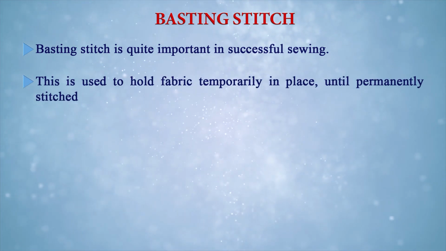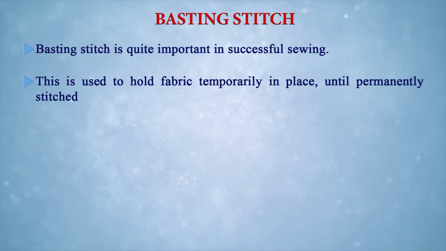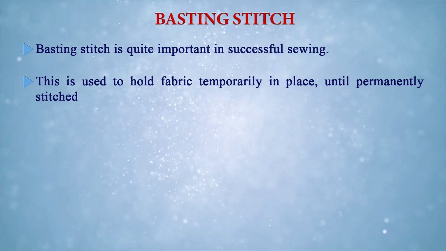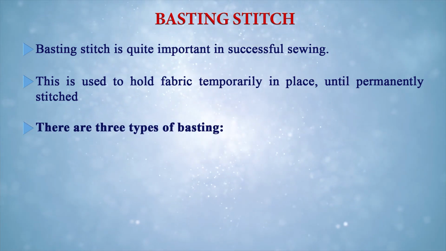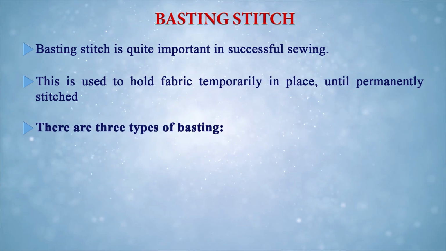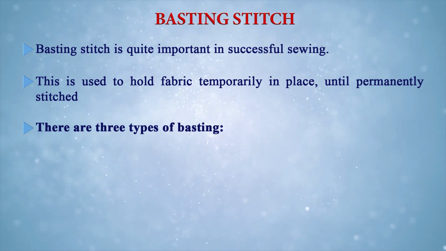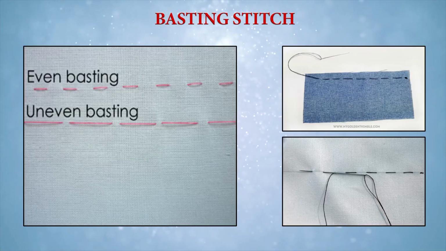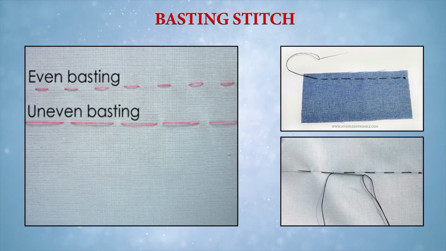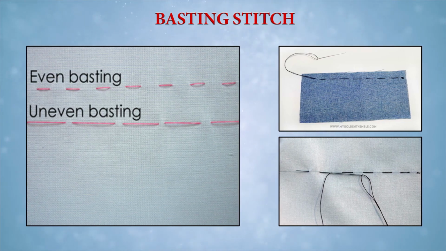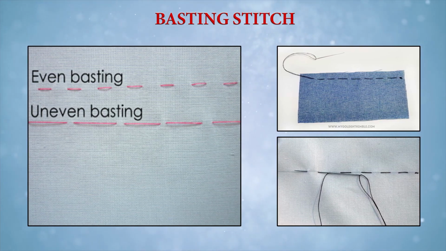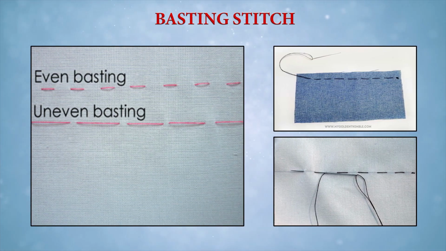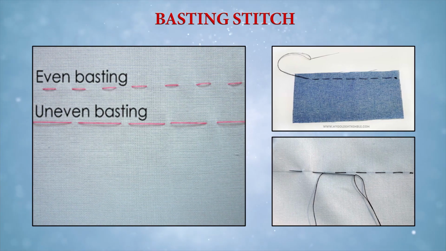This is used to hold the fabric temporarily. It is the temporary stitch in place until the permanent stitch is done. We can say there are three types of basting stitch we generally have: the even basting, uneven basting and zigzag basting. In the picture you can see the even one, where the stitches we have done on the fabric are very even, and in uneven basting we can have small stitches or the length of the stitch may vary.